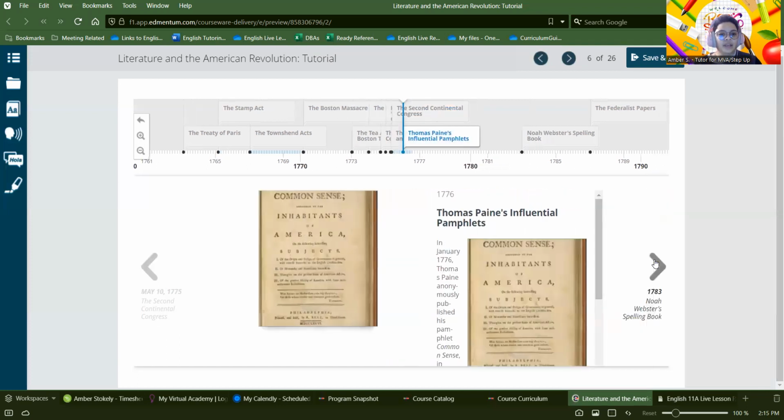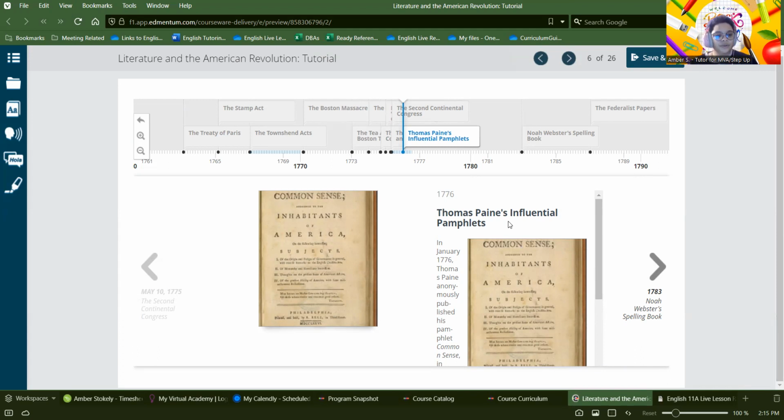So the next thing here is Thomas Paine's individual pamphlets. So remember, pamphlets are the essays that were being circulated and printed right at the time. This is from 1776, the same year that the Declaration of Independence was voted in. Ratified is the official word. That means officially, legally accepted.